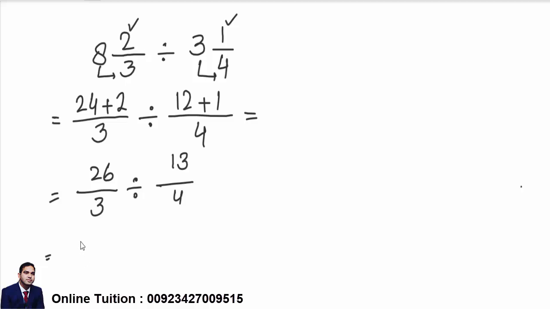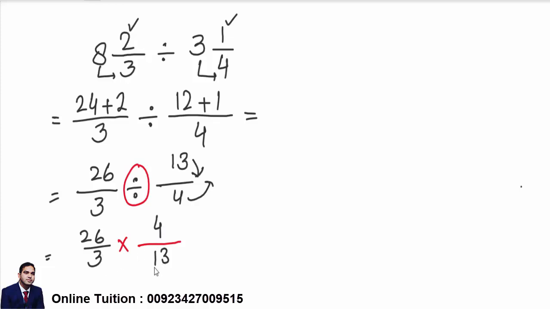Now equal to sign, 26 divided by 3. Now change this sign into multiply. This will be changed into multiply. Now after that, the numerator becomes denominator and denominator becomes numerator. You can see that 4 over 13. Now you can cut off numerator with denominator, numerator with denominator.